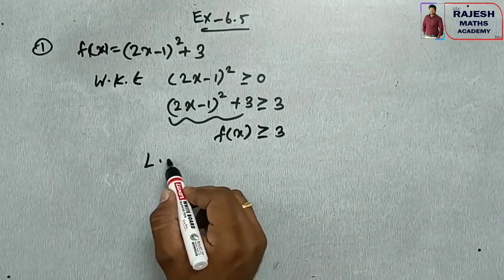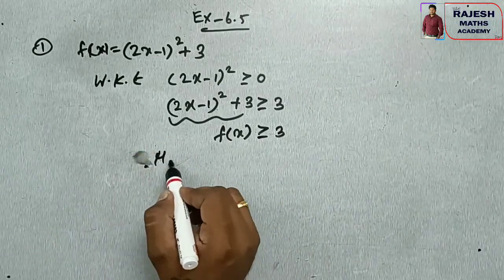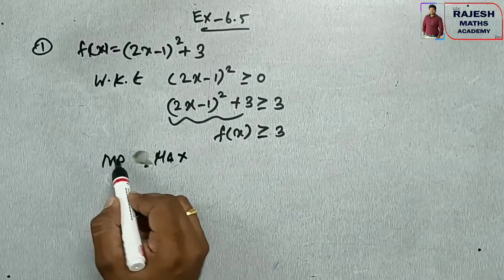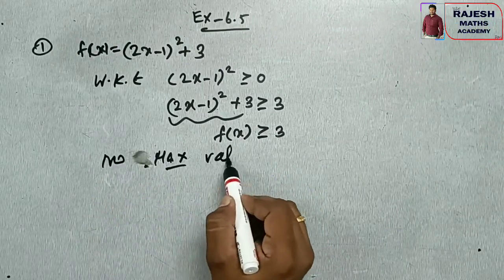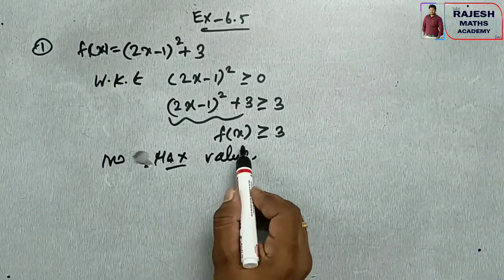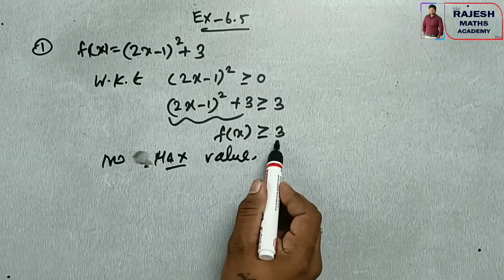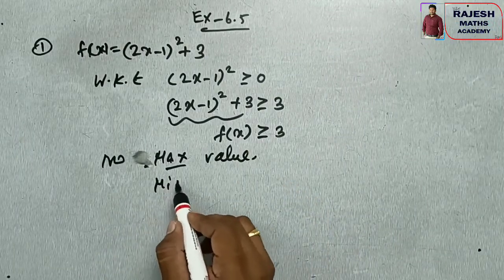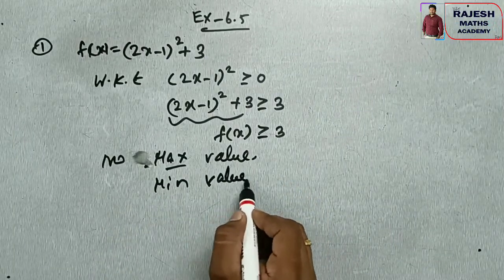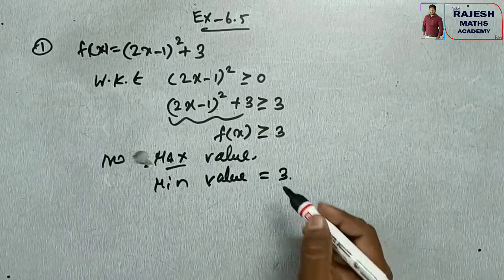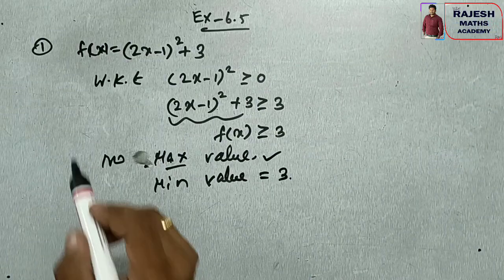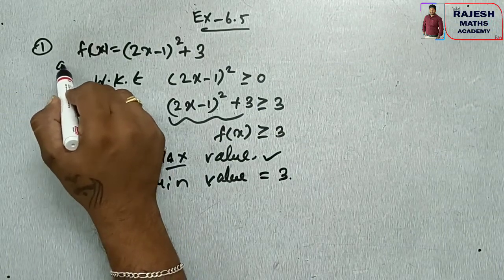So there is no maximum value here. So we can write no maximum value. What about the minimum value? Minimum value equal to 3, less than 3 it is not possible to get. So we can write that minimum value equal to 3, and there is no maximum value for the given f of x. That is question A.